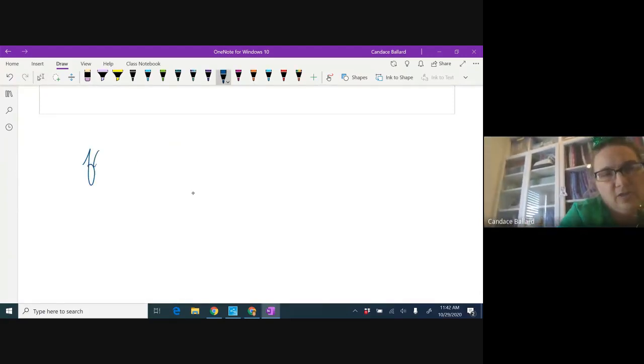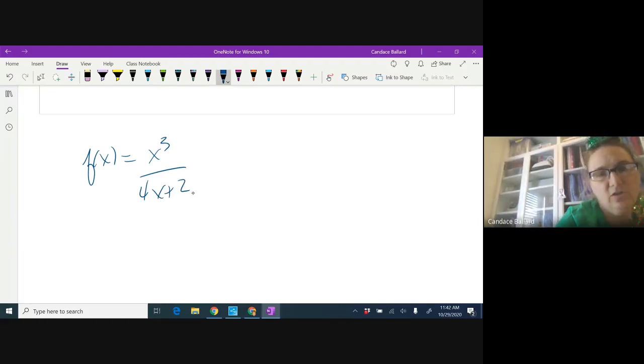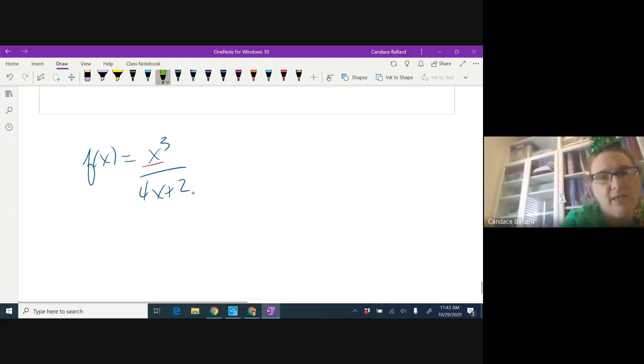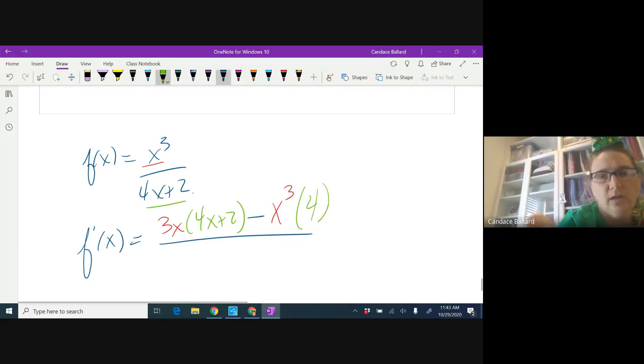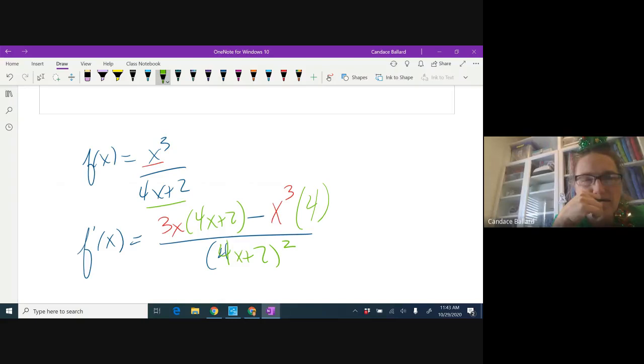We had our function: f of x equals x cubed over 4x plus 2. I need to use the quotient rule, which means my numerator is my red, my denominator is my green. I'm going to take the derivative. The derivative of my red is 3x squared. I keep my green the way it is, 4x plus 2. I'm going to subtract, because that's what the formula says. I keep my red the way it is, x cubed. Take the derivative of my green, which is 4. And then I'm all over the denominator, or the green, squared. I would not simplify it. Yes, it'd be squared, thank you.